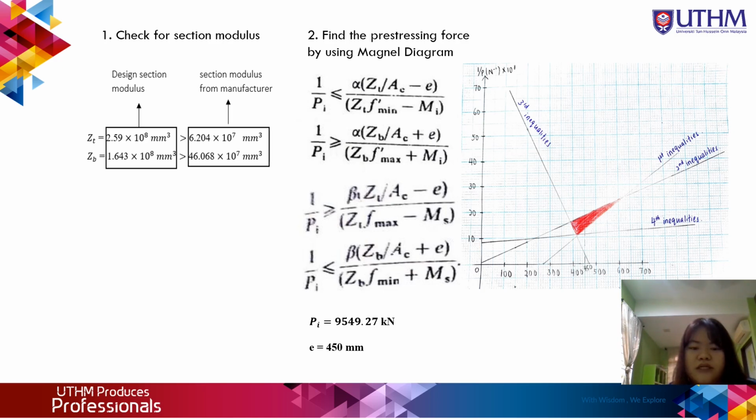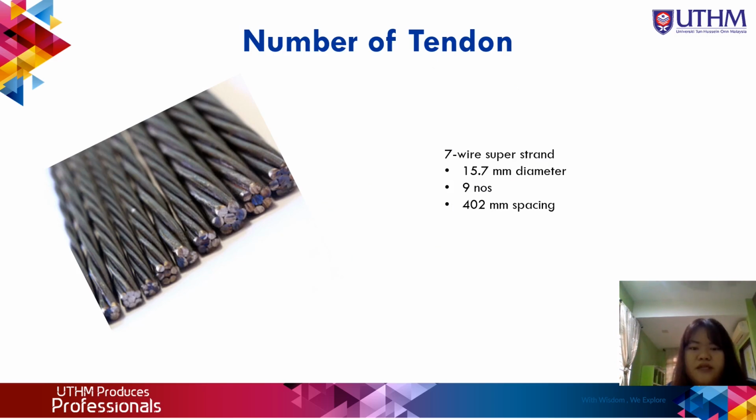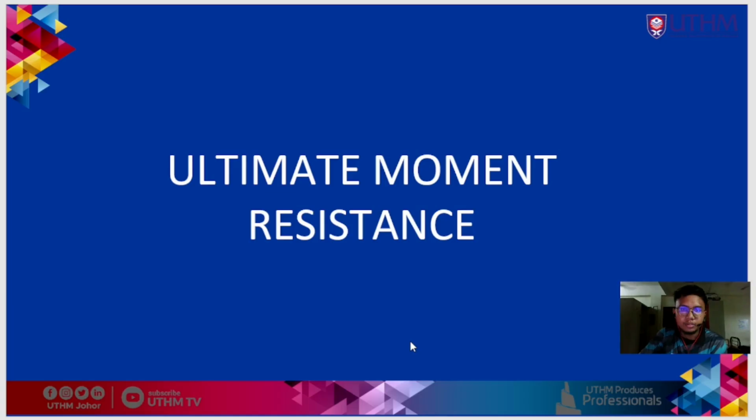5949.27 kilonewton. Our e is 450 millimeter. Number of tendons. We will be using 7-wire super strands with a 15.7 millimeter diameter. The total is 9 tendons, and the spacing between the tendons will be 405 millimeter. That's all from me. I'll pass to my other friend.